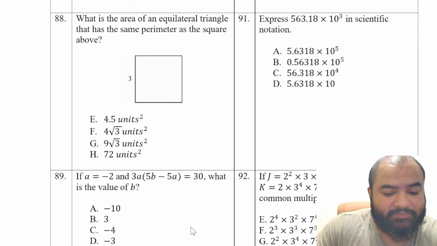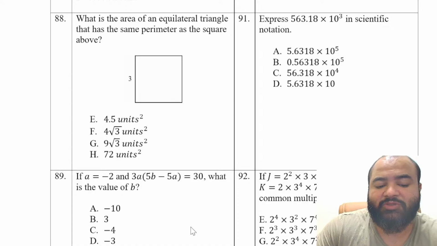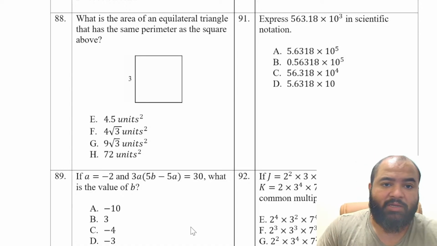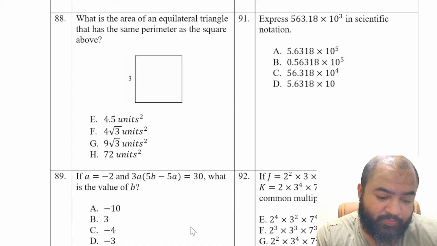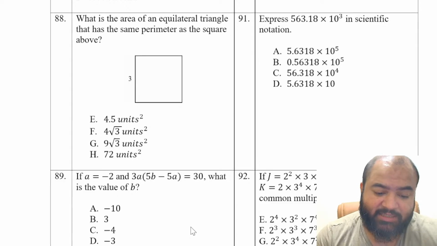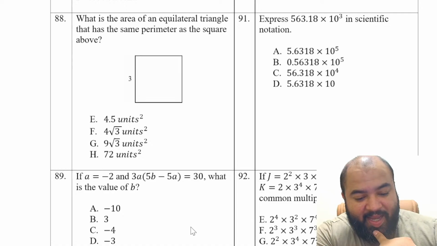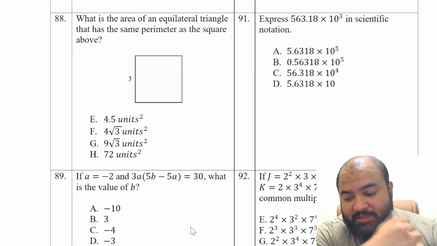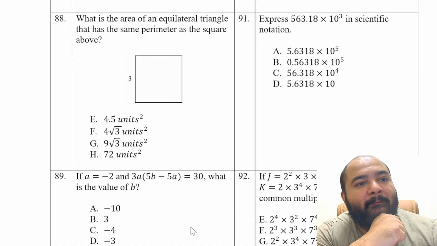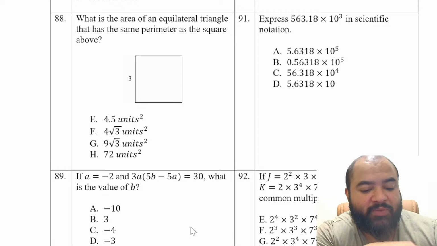88. What is the area of an equilateral triangle that has the same perimeter as the square above? Okay, this is a good question. Now, the area of the equilateral triangle that has the same perimeter as the square, same perimeter as this. What do we do?